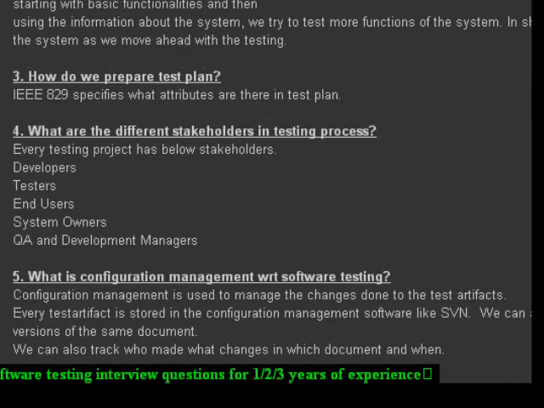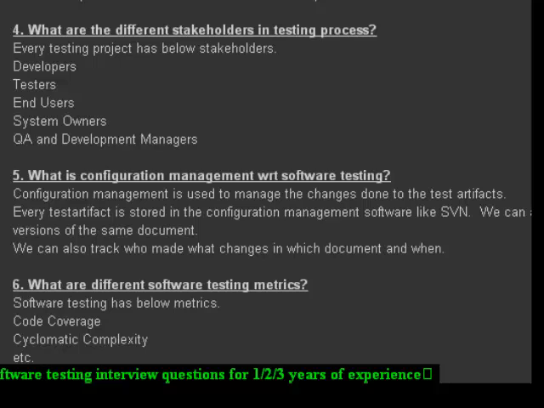Then what are the different stakeholders in the testing process? Every testing project has stakeholders like developers, testers, end users, system owners, project managers, QAs and development managers, etc. And what is configuration management with respect to software testing? Configuration management is used to manage the changes done to the test artifacts. Every test artifact is stored in the configuration management software like SVN.